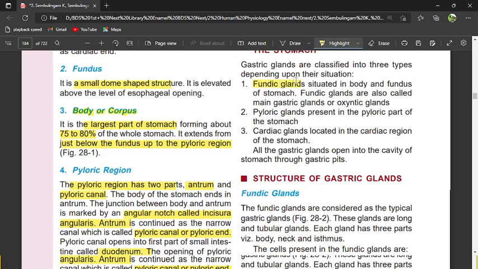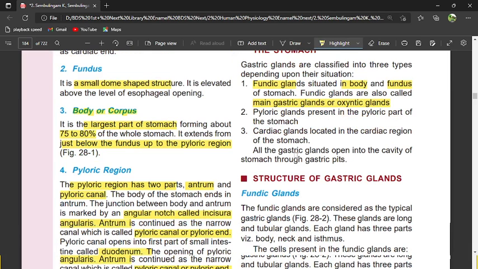First one is the fundic gland. It is situated in the body. So fundic, where is it? In the body, the fundic gland and fundus. The name is fundic gland, meaning these glands are also found in the body, and their classification is based on location. The fundic glands are also called main gastric glands or oxyntic glands. So fundic glands or oxyntic glands are the major functional glands.